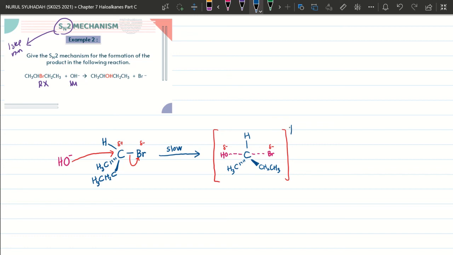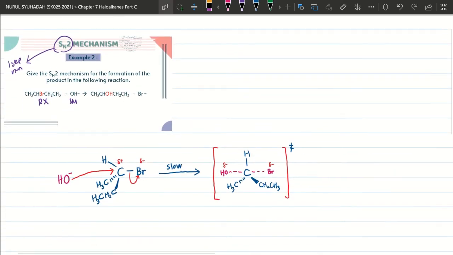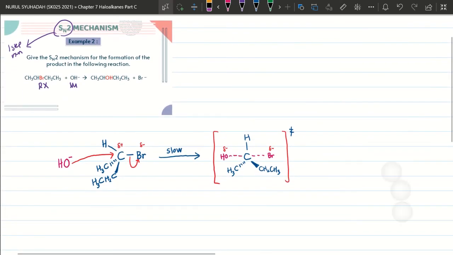And there must be a transition state symbol here. You don't need to write transition state below, but you need to have this symbol. At the transition state there won't be any arrow between the bonds. So we move on. Okay, we're going to proceed with the last step.